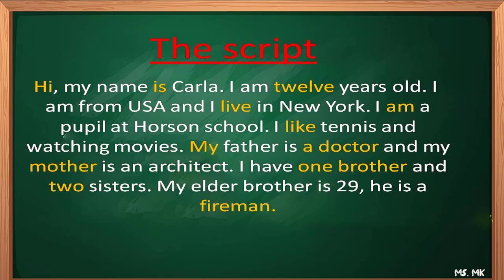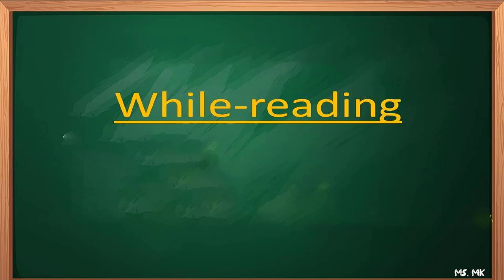And then I'm going to distribute the text. Concerning the text, I have written my own text. I didn't use the text of the book. Now, if you want to work with the text of the book, you're really free. Then I'm going to ask my pupils to read the text silently. These steps are very important.